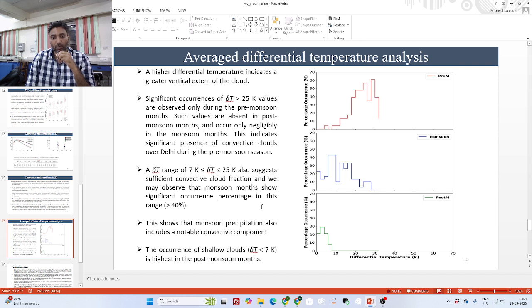However, over the monsoon months, a range of 7 to 25 Kelvin of delta T also suggests sufficient convective cloud fraction, and the monsoon month is showing a significant occurrence percentage in this range. This shows that monsoon precipitation also contains a notable convective component. So during monsoon season, convective rain also occurs. A notable fraction occurs, and for the shallow clouds, which is for delta T less than 7 Kelvin, the occurrence of shallow clouds is highest during the post-monsoon months over Delhi. So this is a very important result actually.